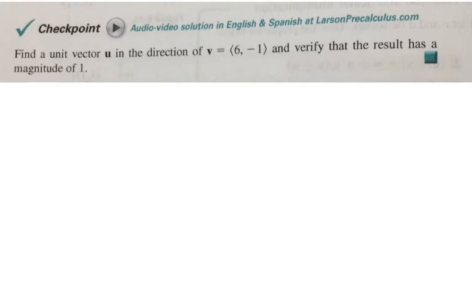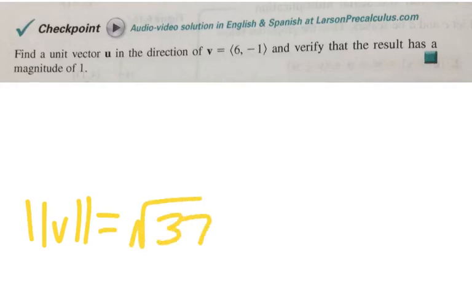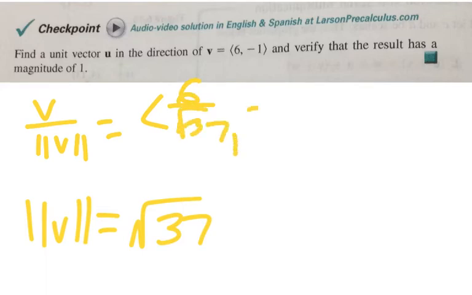So if you're working this problem, what do you have to do? Find the magnitude of V. What's the magnitude of V? Radical 37. So that means my unit vector would be 6 over radical 37, -1 over radical 37.